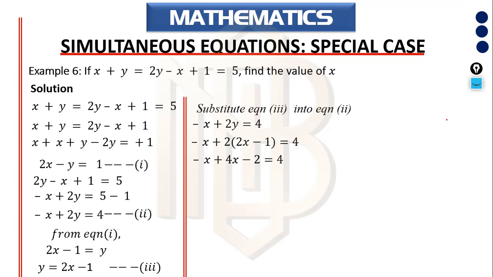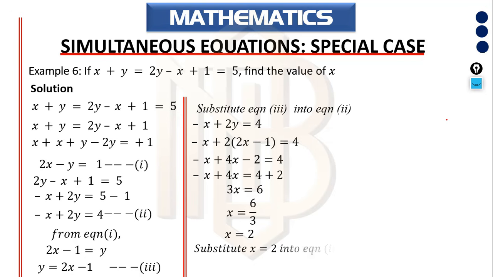to simplify further. Expanding the brackets will give you 4x minus 2. That's minus x plus 4x minus 2 equals 4. So from there, you have minus x plus 4x equals 4 plus 2, and 3x equals 6. x is equal to 2. So you can substitute x equals 2 into equation 3. Of course, I've already said it.